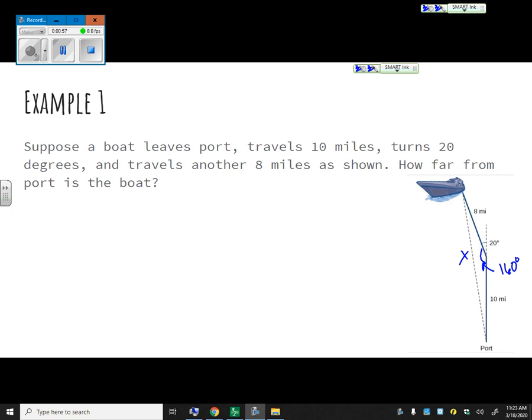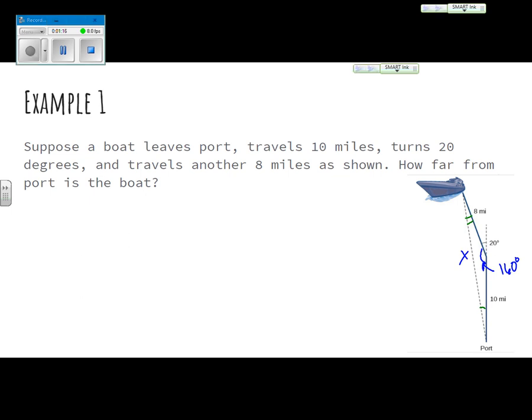Hopefully you weren't gone for long. You realize that there is no way to find an angle across from a side. I don't know what's across from that 8 miles. I don't know what's across from the 10 miles. I don't have any way to use law of sines on this. And so we have this need whenever we're given, what are we given on this one? We're given side, angle, side. We haven't worked a side angle side problem yet, so we need that law of cosines.